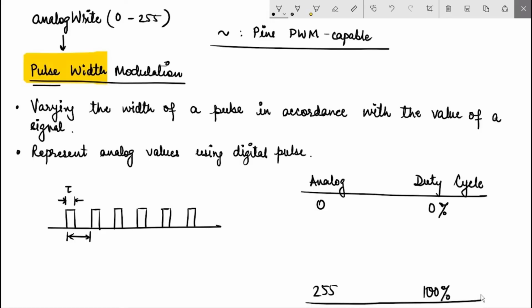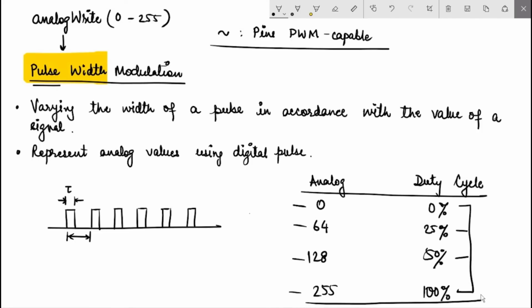In between, you could have multiple levels. That means, say, if I wanted to represent analog value 64, on this scale of the total 256 levels, this means 25%. That means 25% duty cycle. Similarly, if I had a value 128, that is 50% of the total scale. That means 128 upon 256, that is the total number of levels. So 50% duty cycle. In this way, different analog values can be represented in the form of duty cycle of the pulse train.